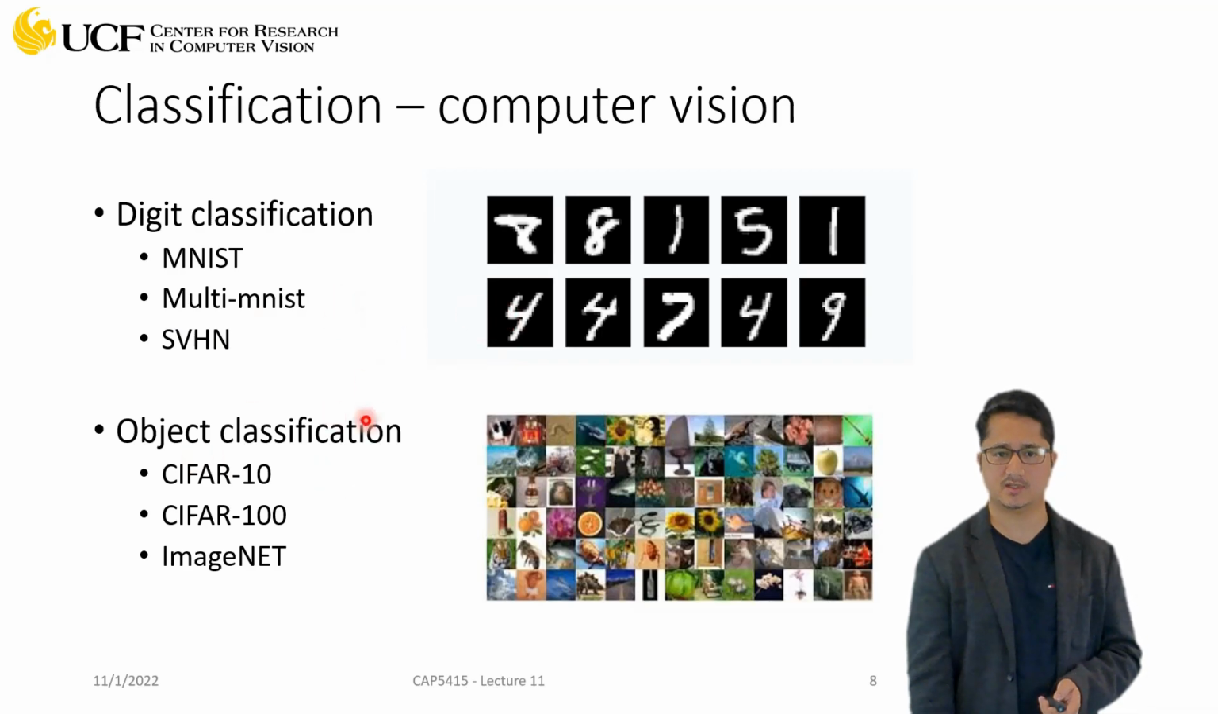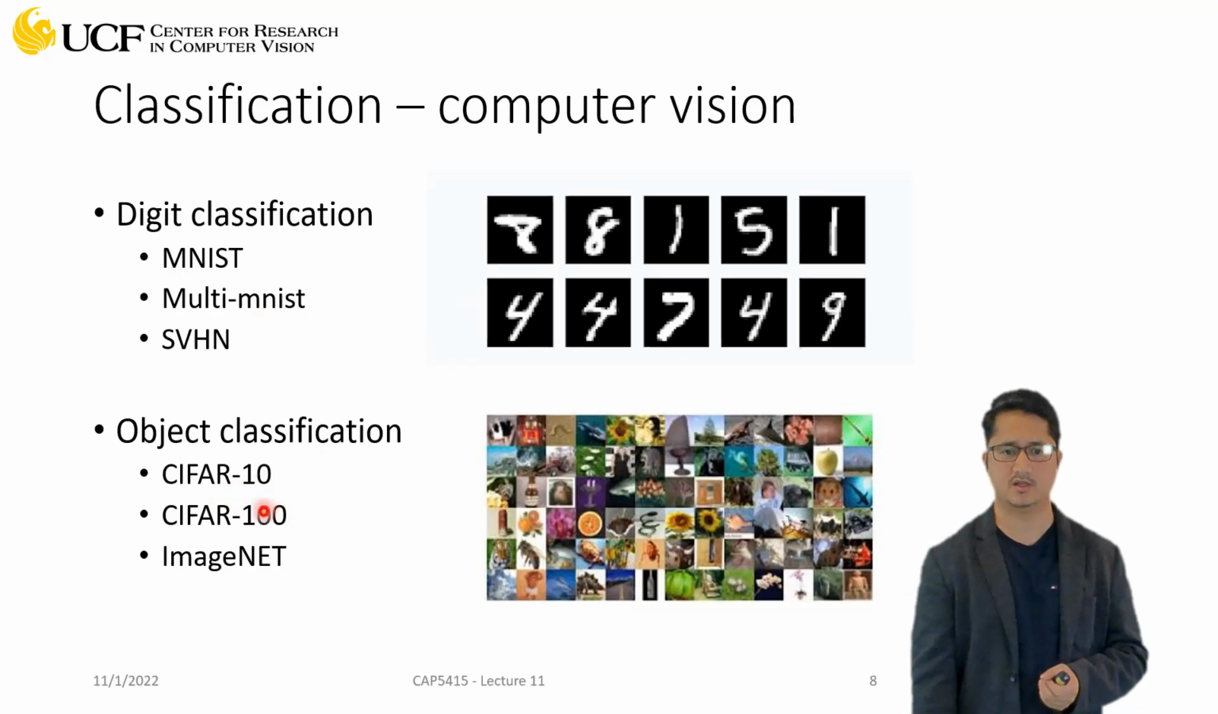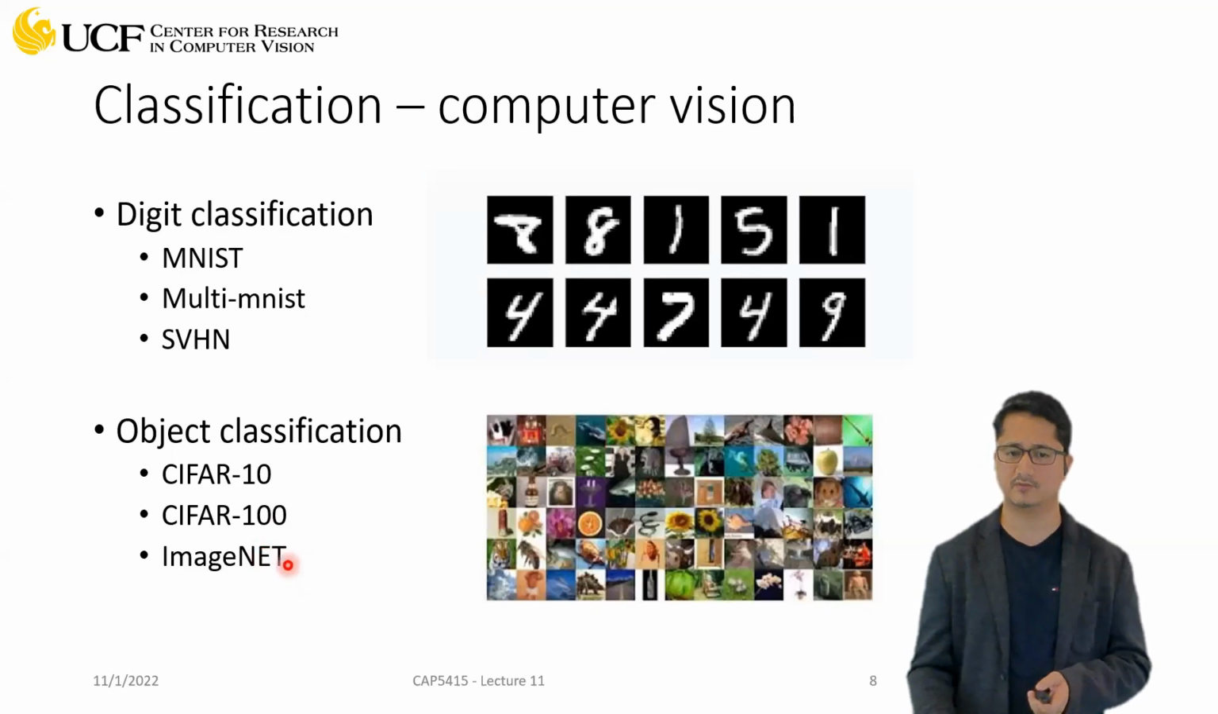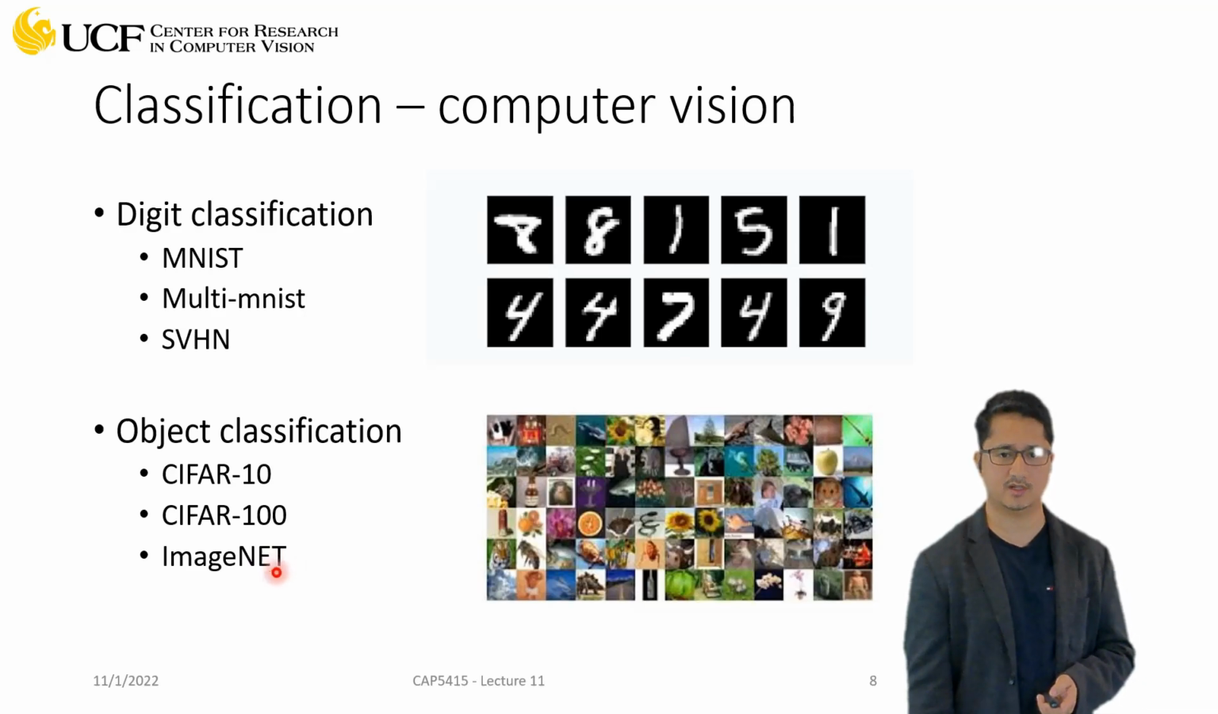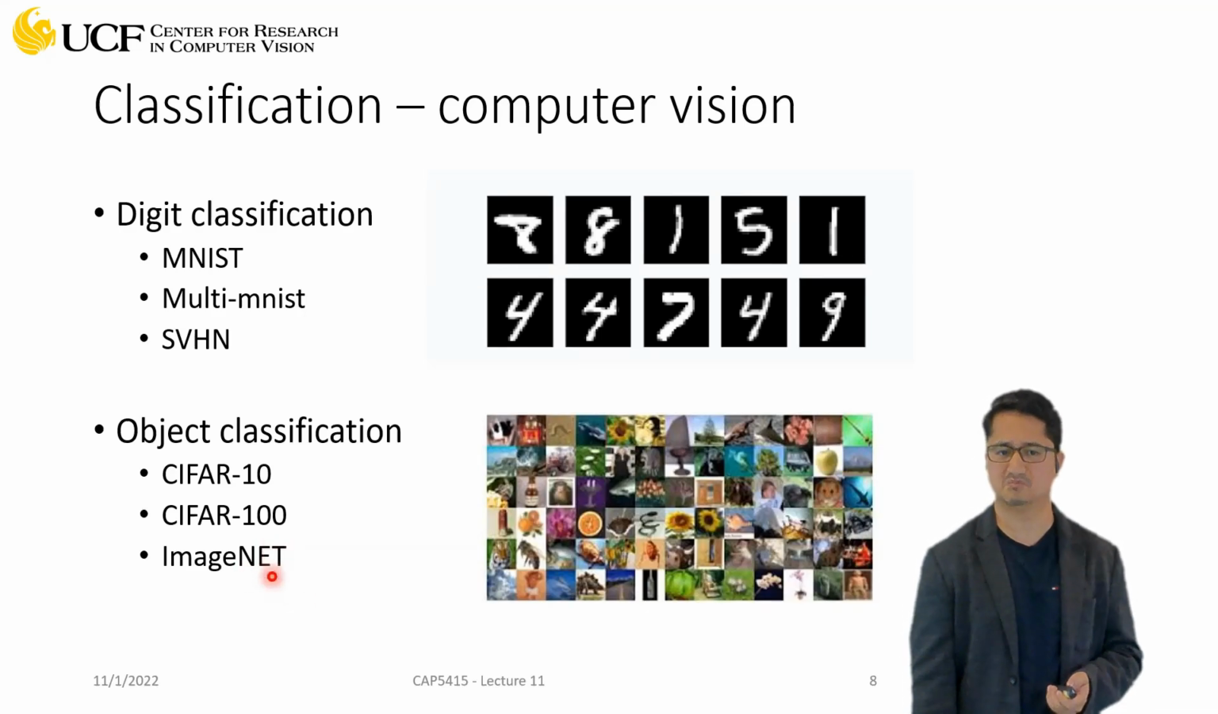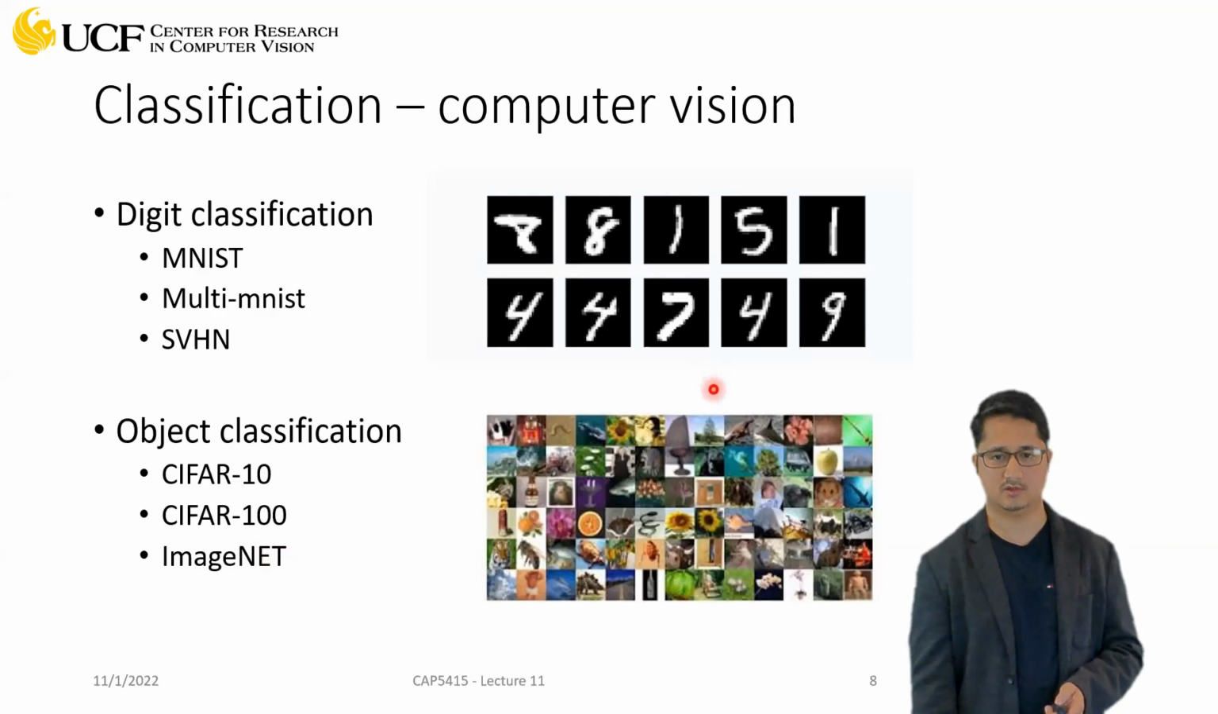Then we can have object classification. Again, we have several datasets here. We have CIFAR-10. It's called 10 because there are 10 different classes. Then we have an extended version of that, CIFAR-100, where we have 100 different object classes. And then, of course, we have ImageNet, with a huge number of images. There are different subsets of this. The standard one has 1,000 classes, so if you have to solve the classification problem on this dataset, it will be a 1,000-class classifier.